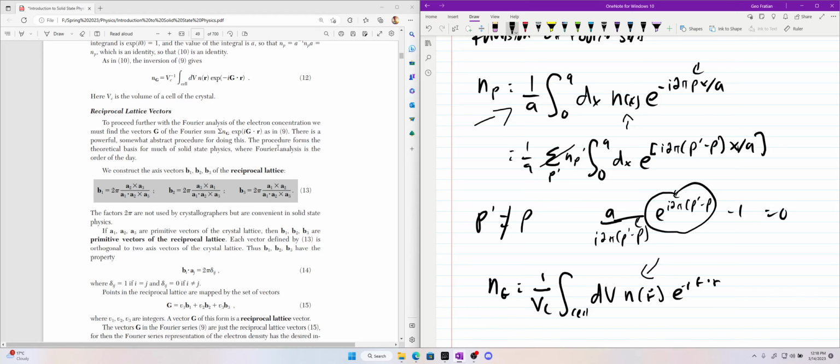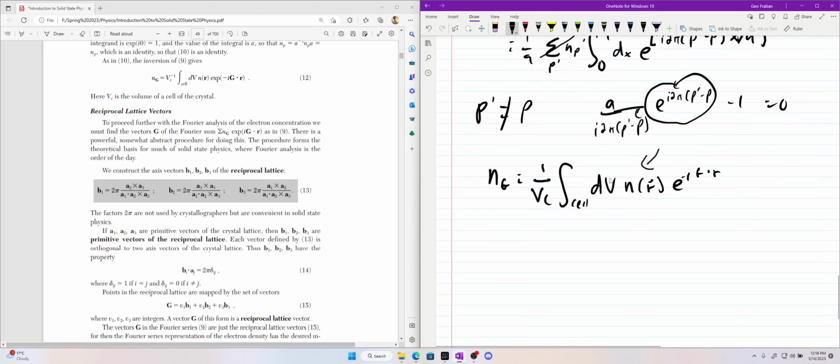Okay, so if we want to get to the reciprocal lattice vectors from the Fourier analysis, let me write reciprocal lattice vectors. We have to find the vectors G of the Fourier sum N of G e to the i G dot R, aka equation 9. And there's a somewhat abstract but powerful procedure for doing this. This procedure forms a theoretical basis for much of solid-state physics, where Fourier analysis is basically your bread and butter.